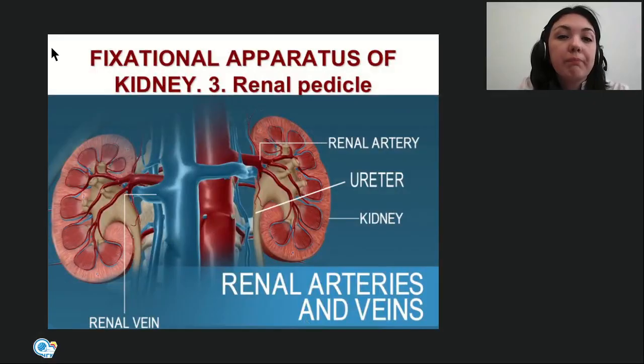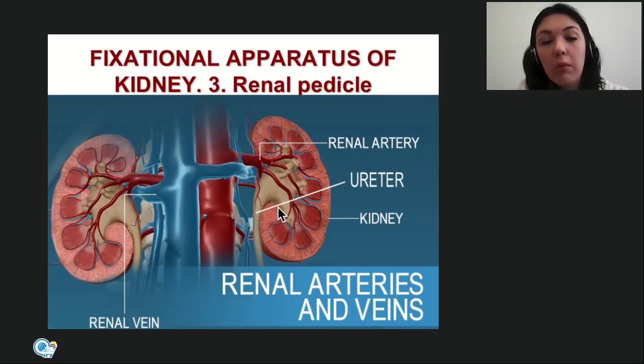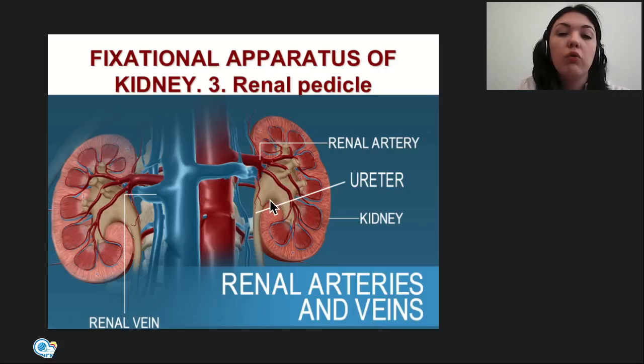The third component of fixational apparatus of kidney is renal pedicle. Renal pedicle includes all the structures which enter and leave through the renal hilum. And renal hilum, like in the liver, we have already seen it. It is a place on the medial margin of the kidney through which vessels, nerves, and also ureter enter and leave.